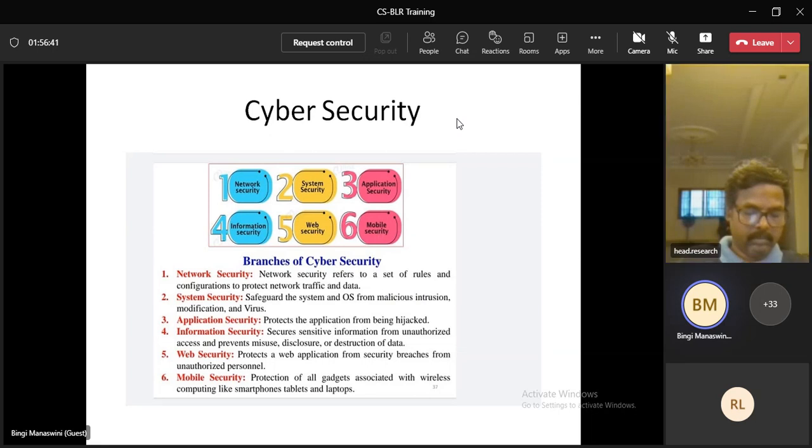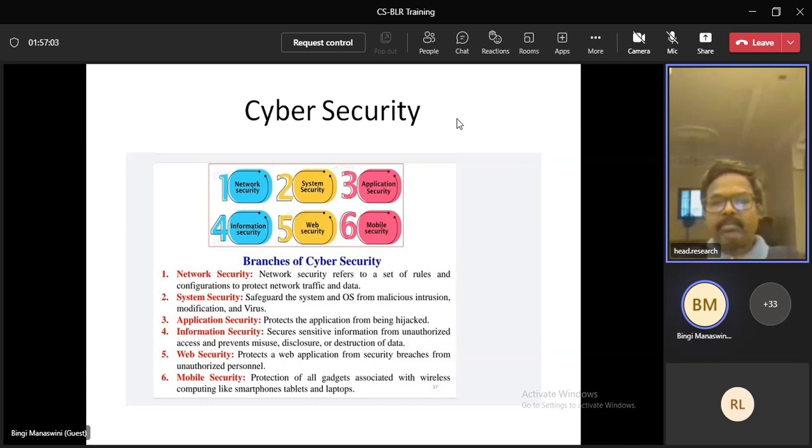Information security secures sensitive information from unauthorized access and prevents misuse, disclosure, or destruction of data. The information which is in our system or in the network should be secure and should not be accessible to unauthorized users. Then web security protects the web applications and security features from unauthorized sessions. And then mobile security is the protection of all gadgets associated with wireless computing like smartphones, tablets, and laptops.